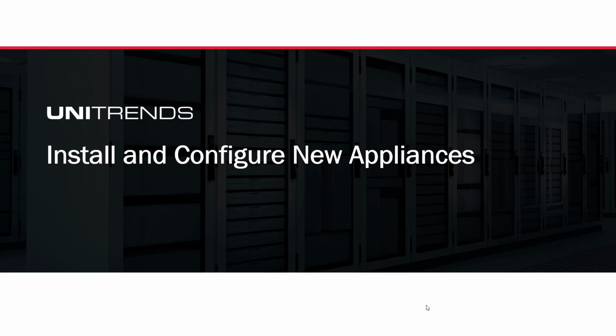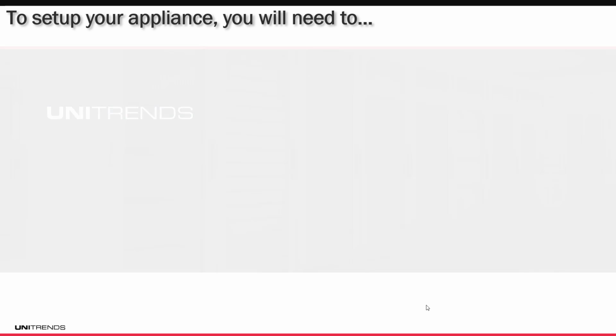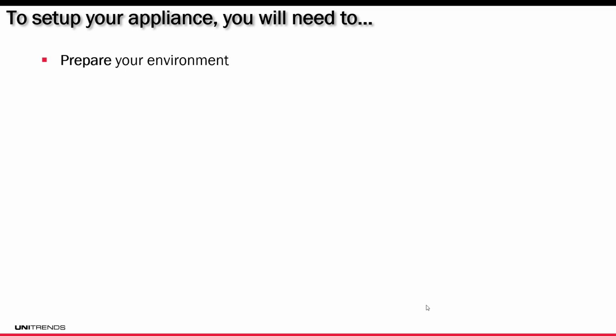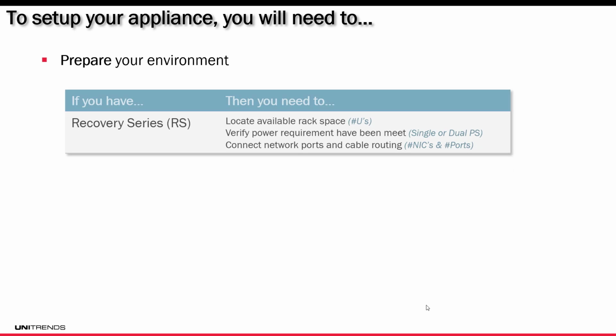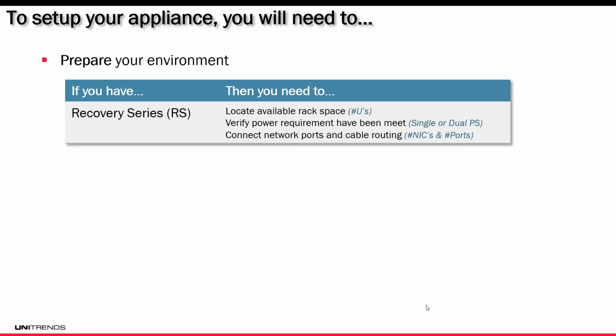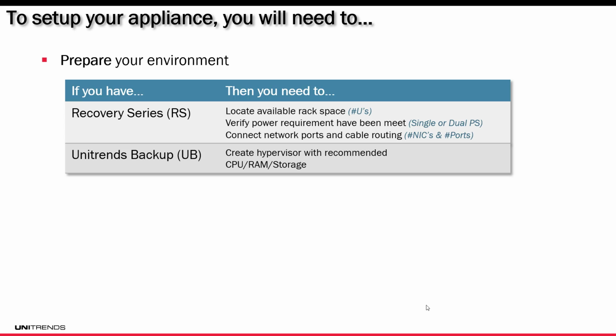Let's take a look at installing and configuring new appliances. To set up your appliance, you're going to need to make sure you prepare your environment. If you have a Recovery Series, our physical appliance, you're going to need to make sure you have rack space. You're going to verify your power requirements based on your single or dual power supplies. Right? You're going to connect the network ports and run your cabling. You've got to make sure all that's in place.